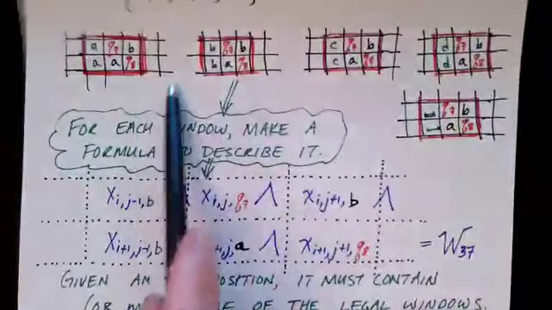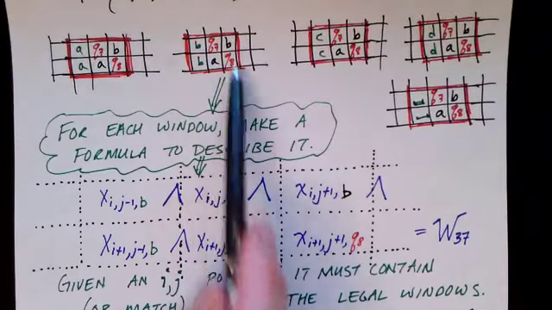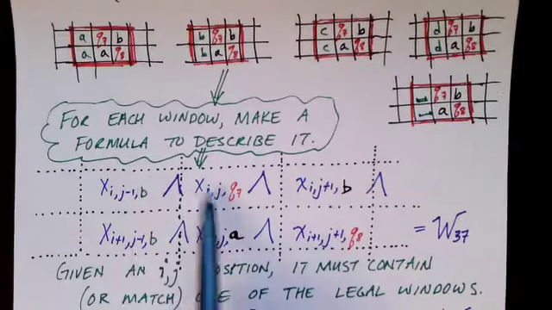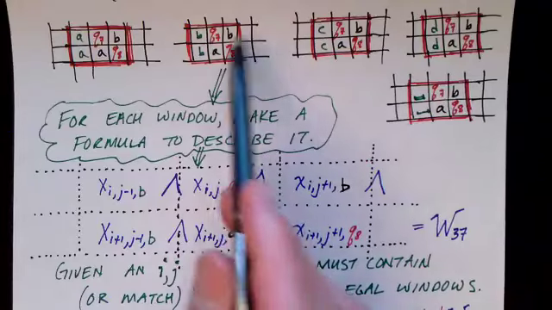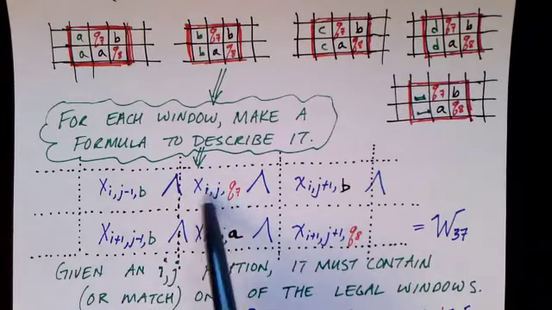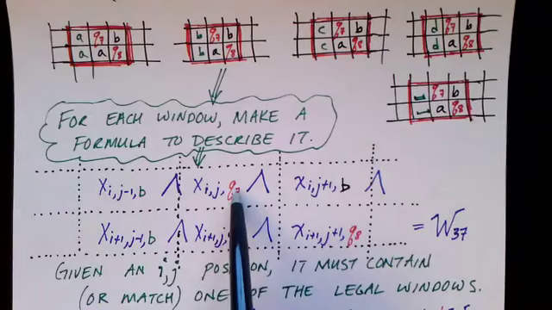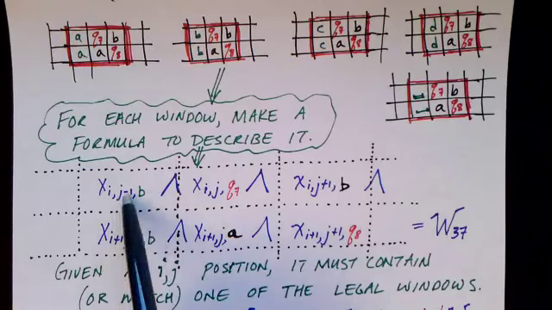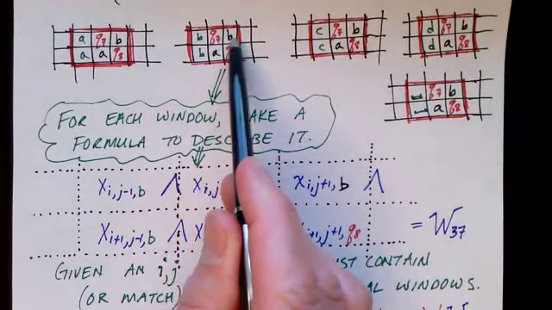So let's look at this one right here, where it's a B that's copied down. And just to describe this window, we can make a formula. I've drawn 6 variables here, and I've used these dotted lines to show how they correspond to the squares. So this variable here, ij, describes the center of the window, and it says that it better contain the Q7. And here we have ij minus 1, ij plus 1, so we're describing this cell, and that cell.